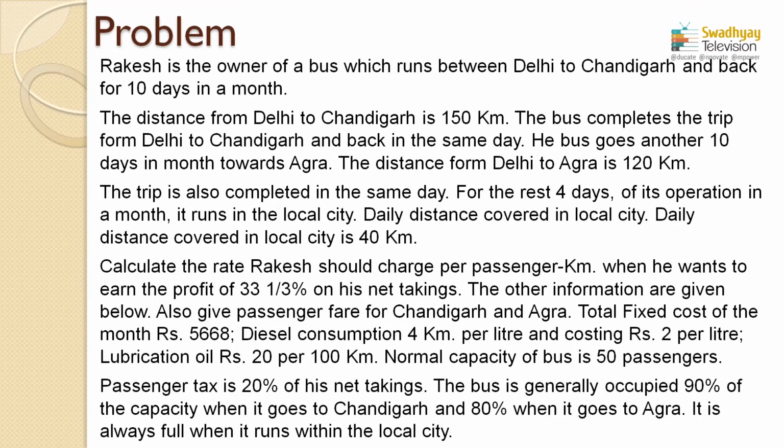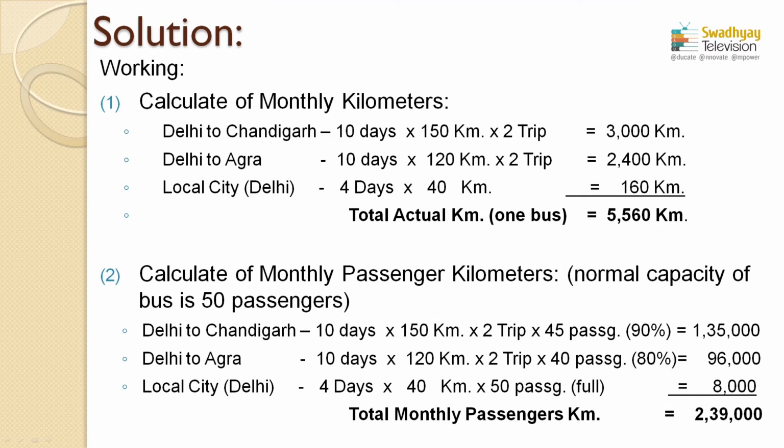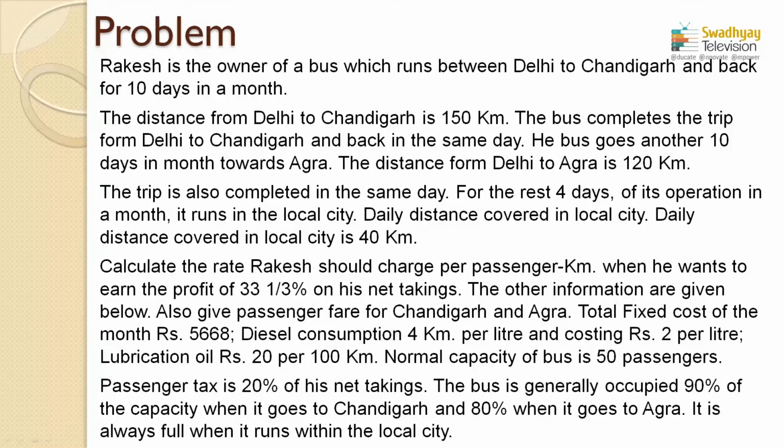Moving to the next point, the question. The question shows that Ruckus is the owner of a bus which runs on different routes. As I already mentioned, the first route is Delhi to Chandigarh and back, for 10 days in a month. 'And back' means it is a to-and-fro journey with a return, not a one-way journey.